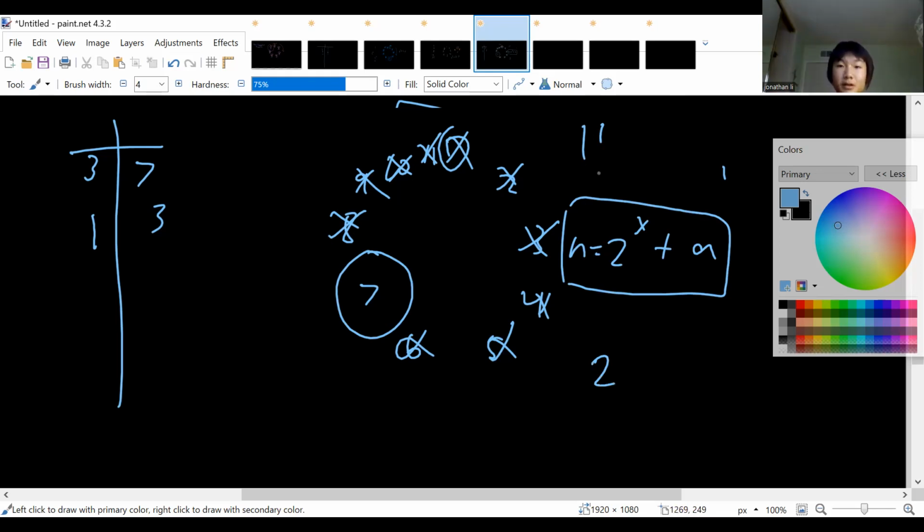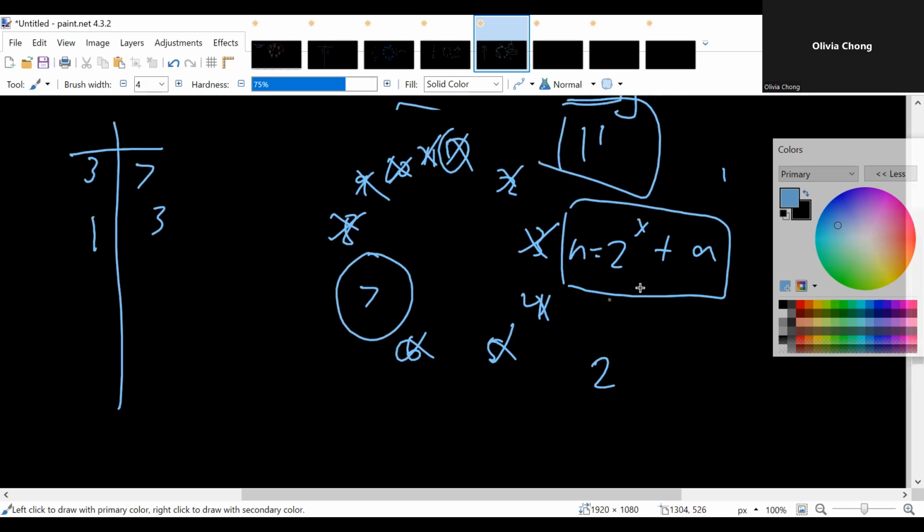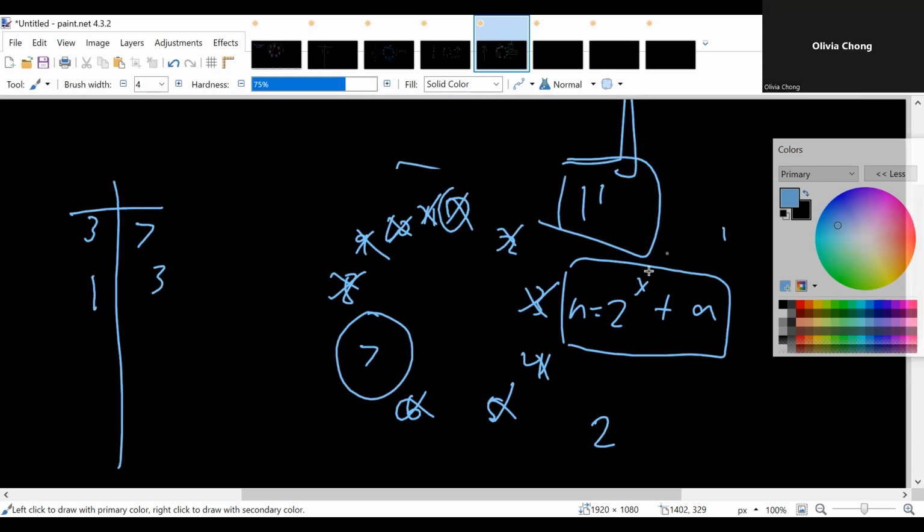Are we doing 7 or are we trying to get to 11 here? What is the number after the plus sign? Oh, plus a. Yeah, that's a variable here. So this will change depending on each one. We're just trying to write into this form. So 11, right, could be written as 2 to the third, which is 8, and then plus 3.